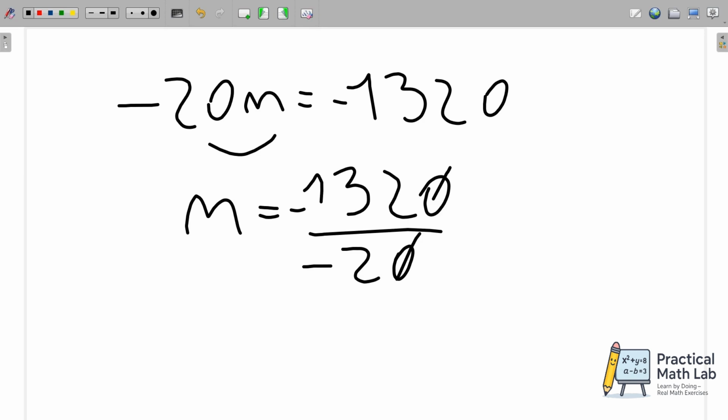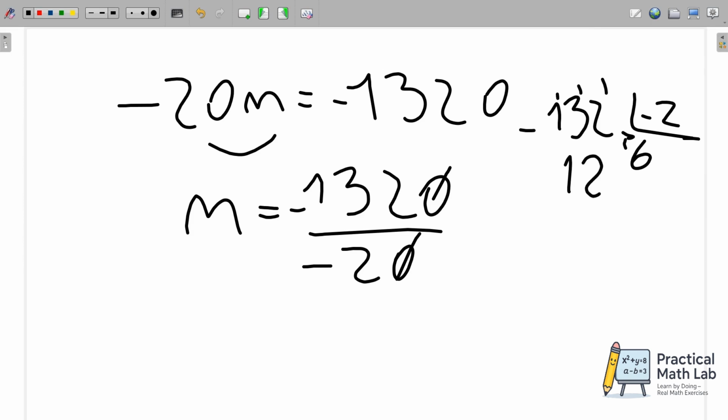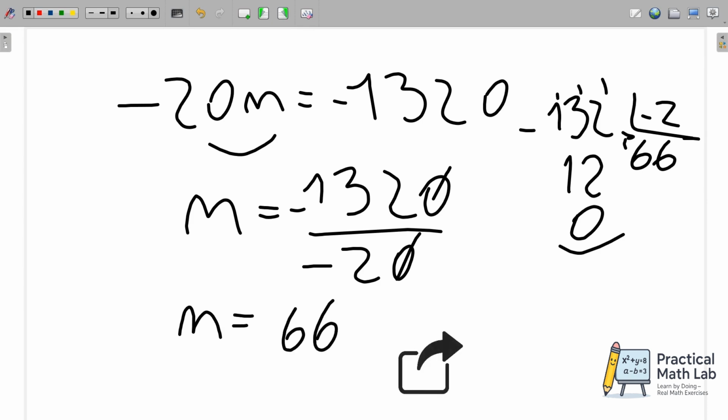So now let's do this division. Minus 132 divided by minus 2. A negative divided by a negative gives a positive, right? So can 1 be divided by 2? No, bring down the 13. 13 divided by 2 is 6. 6 times 2 is 12. 13 minus 12 is 1. Bring down the 2. 12 divided by 2 is 6. 6 times 2 is 12. 12 minus 12 is 0. So n equals 66. Now, is this the final answer?